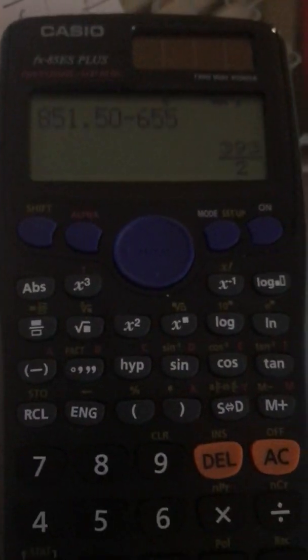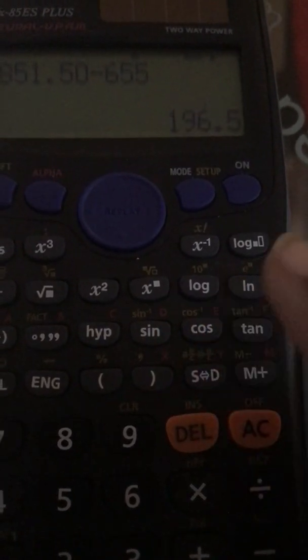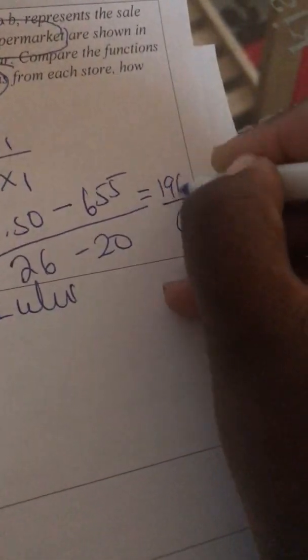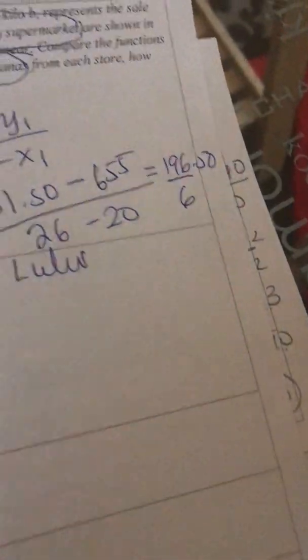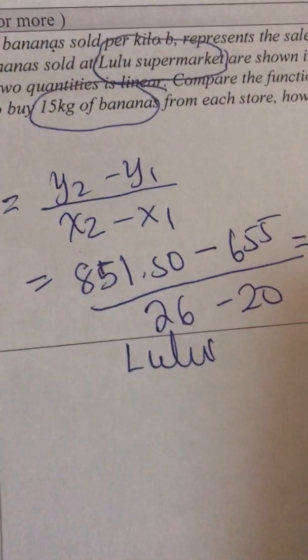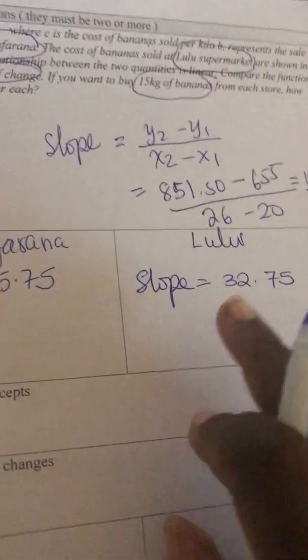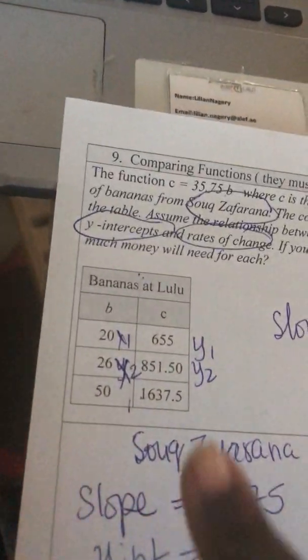851.50 minus 655. That should give me 196.50. 196.50 divided by 6. That should give me 32.75. So slope is 32.75. Right there. Now I need to find the y-intercept.